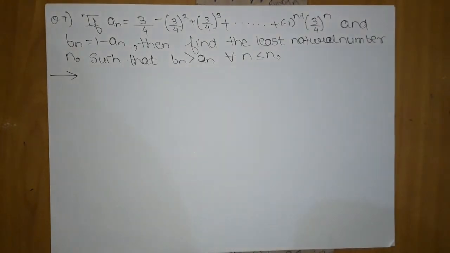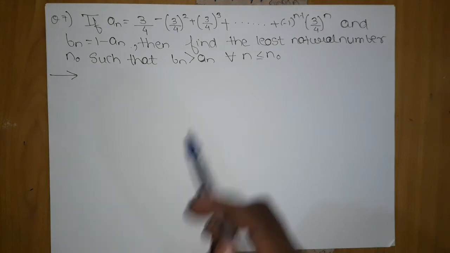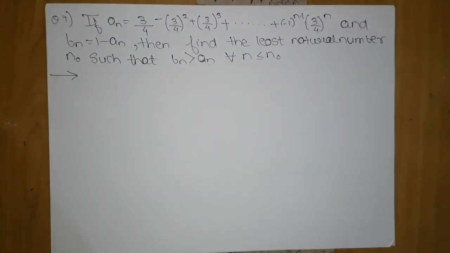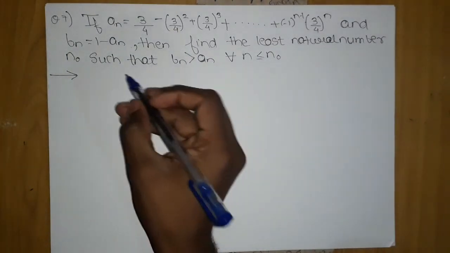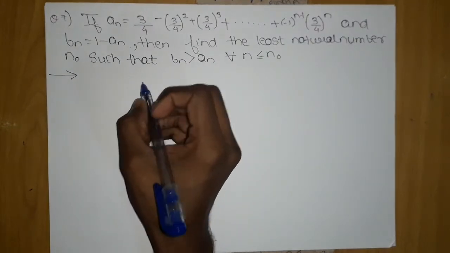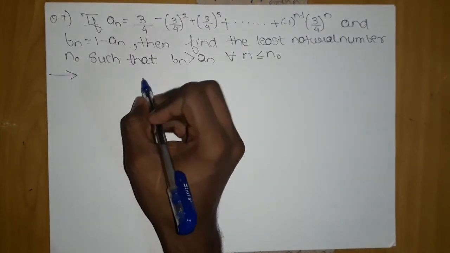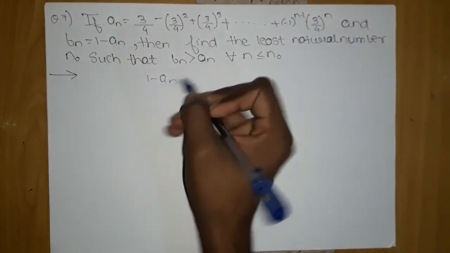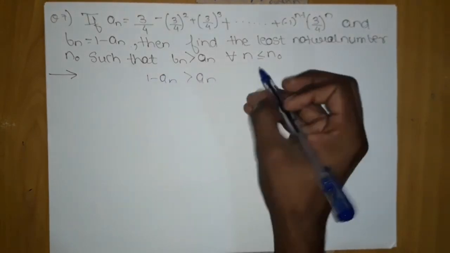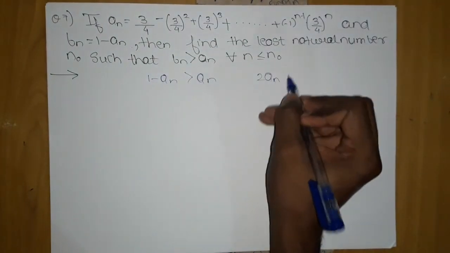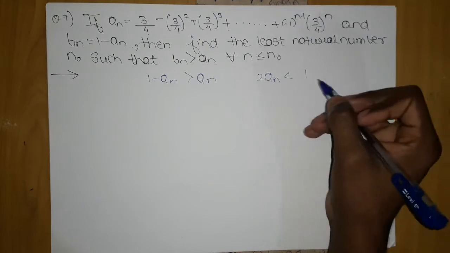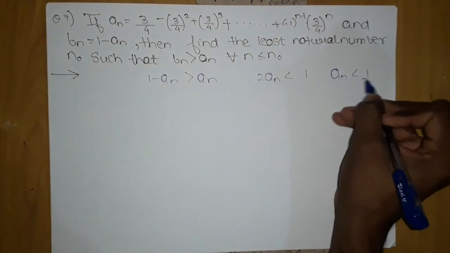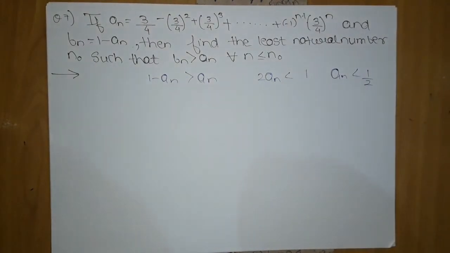Okay, now we want to find the least natural number for which this condition is possible for bn. Can I do one thing? I can place the bn value here. What we have is bn = 1 minus an, which should be greater than an. So what I'm getting is 2an should be less than 1, then we are getting an should be less than 1 by 2, right?